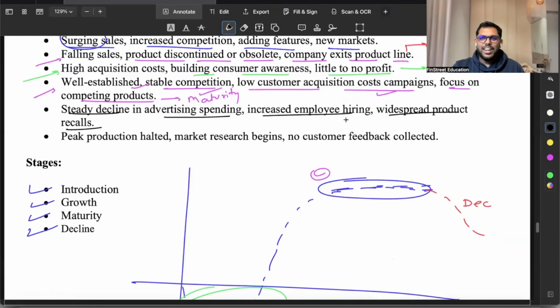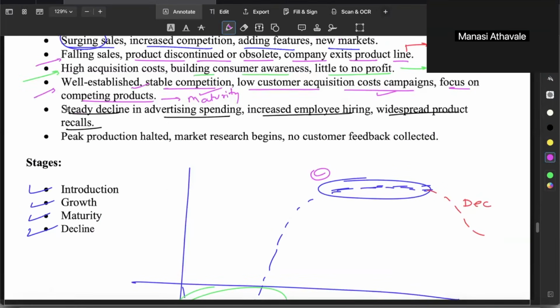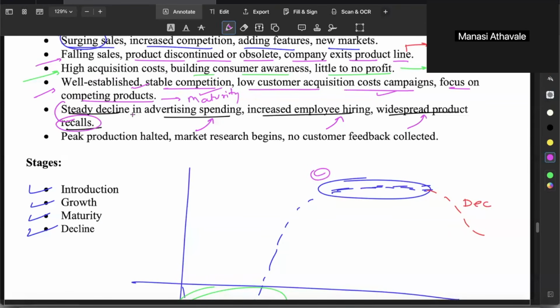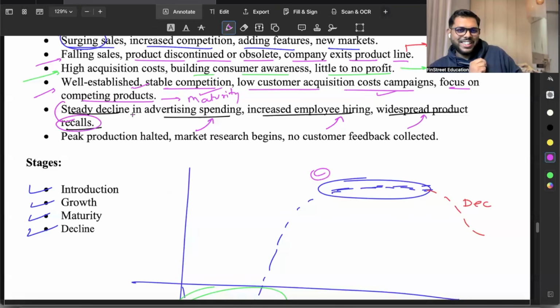Okay. Now let me highlight one thing, क्योंकि उसमें कंफ्यूजिंग था कि इंक्रीज्ड एम्प्लॉय हायरिंग भी है और एडवर्टाइजमेंट भी डिक्लाइन हो रही है, तो ग्रोथ या मैच्योरिटी? Exactly. See, this is maturity. Advertising spend नीचे जा रहा है, this is maturity. But increased employee hiring मतलब growth होता है. Widespread product recall तो तब होगा when you will do some गड़बड़ in the company. ठीक है, तो गड़बड़ यूजुअली इनिशियल फेज में होता है, नॉट एट अ लेटर स्टेज. सो दिस इज कंप्लीटली ऑफ ट्रैक, तो दिस इज नो मैच. ठीक है, मैच ही नहीं है इसका.